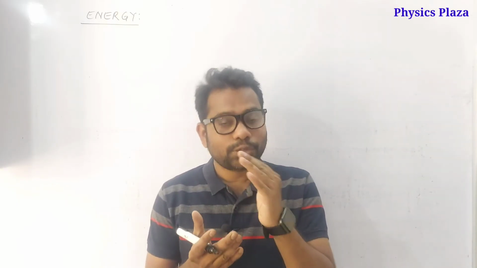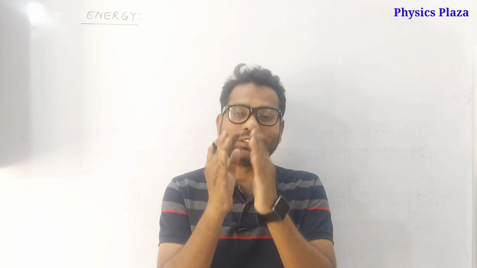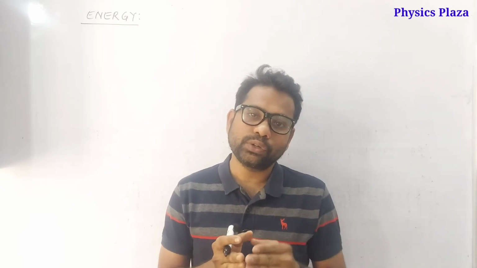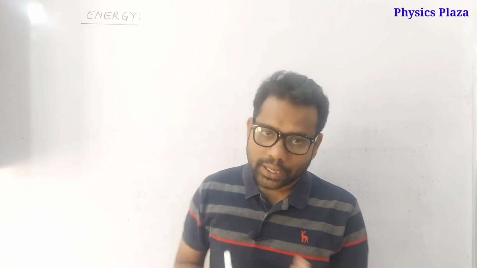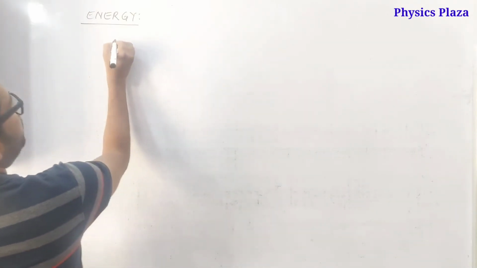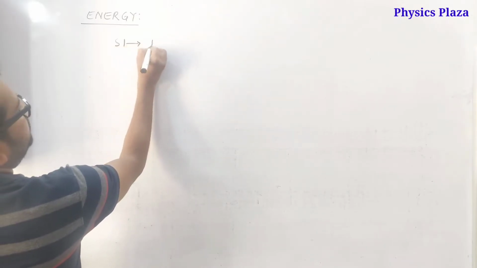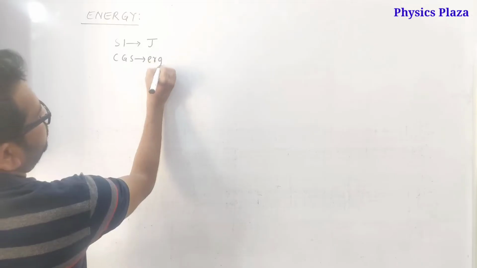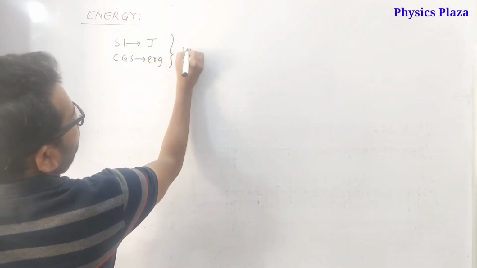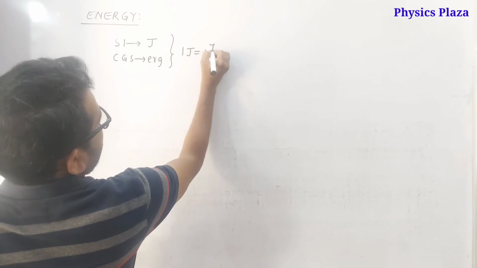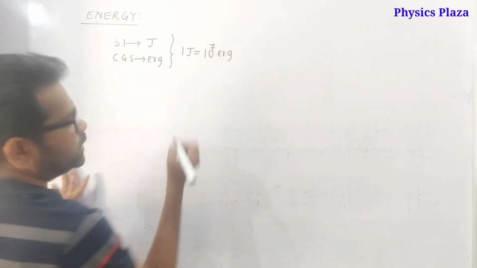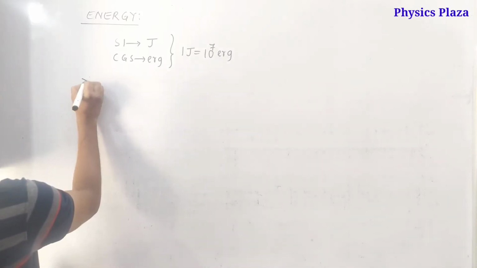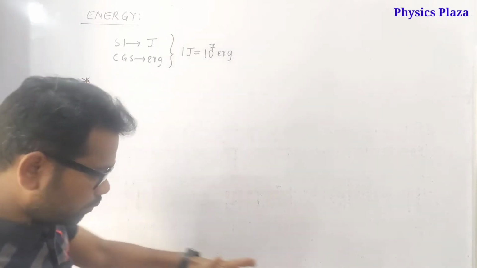As I told you, energy and work both are related terms. So whatever SI and CGS units we use for work, we use for energy also. So the SI unit is what, children? It is joule, whereas the CGS unit is erg. Children, remember 1 joule is equal to 10 power 7 erg, or 1 erg is equal to 10 power minus 7 joule.